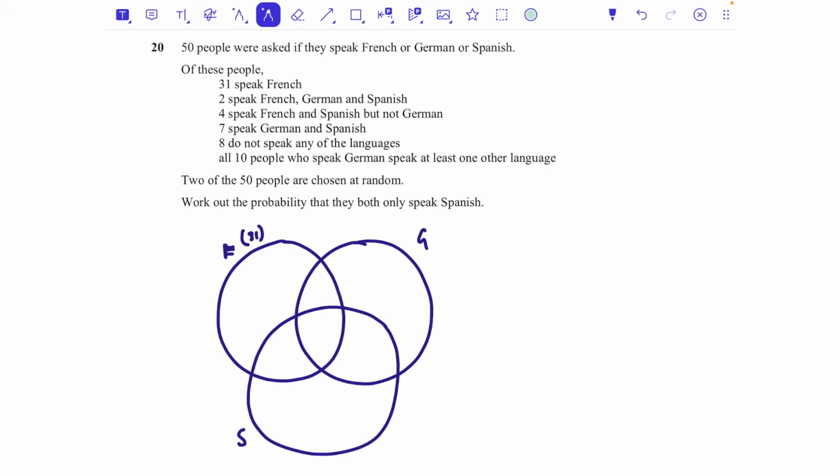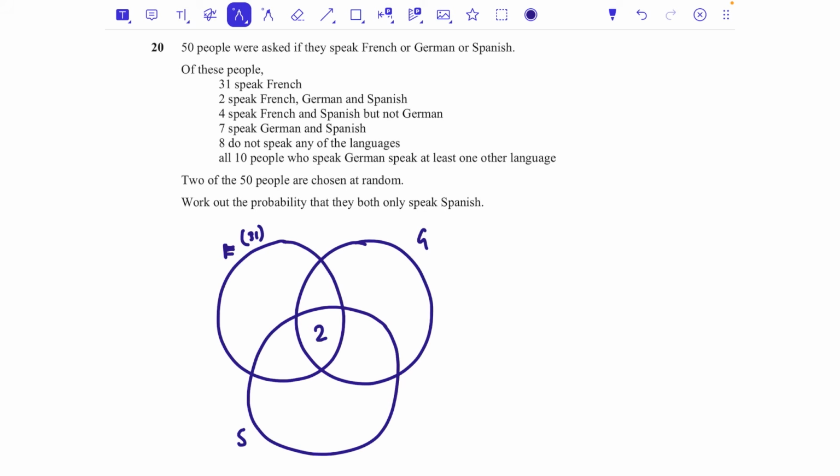That means that this section, this section, this section, and this section needs to add up to make 31, because those are all of the sections that include French-speaking people. So I can't put that 31 anywhere yet. 2 people speak French, German, and Spanish. Now that is okay, I can do that. That's right in the middle.